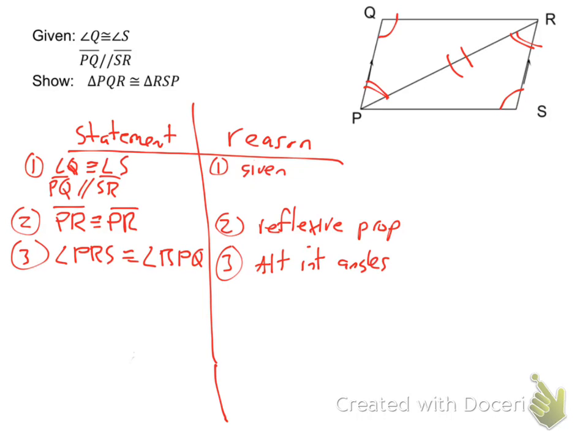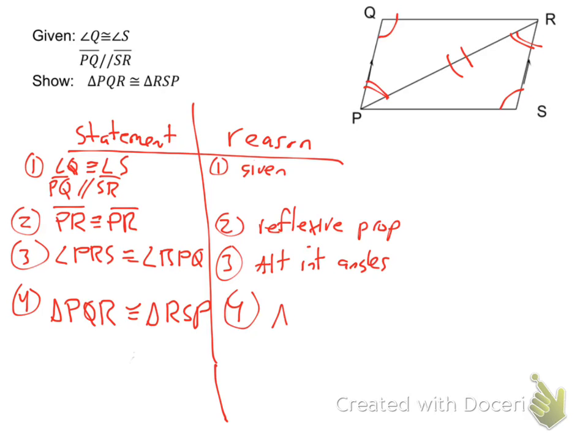So, are we done? Do we have enough information to be done? Sure. Can we actually now state the show? Yes. So in 4, triangle PQR is congruent to triangle RSP. Reason.